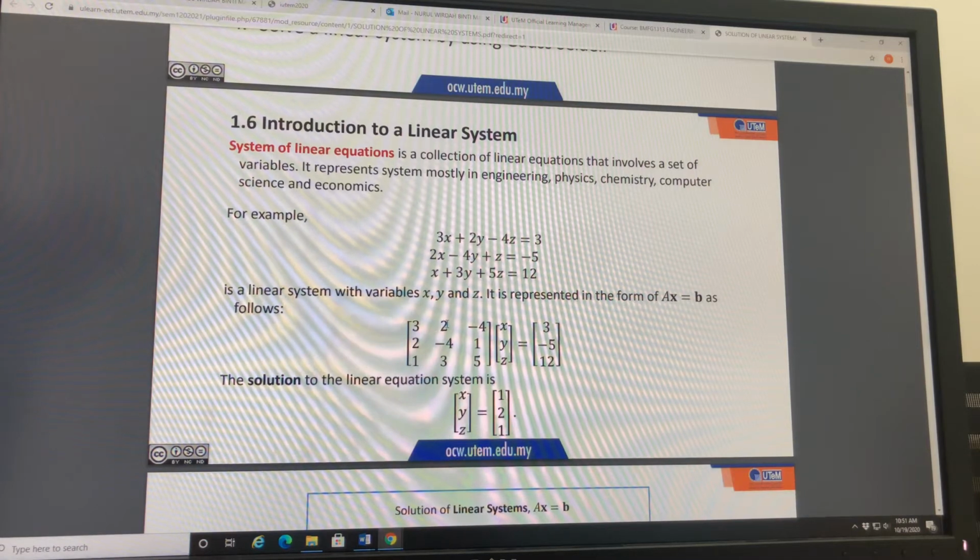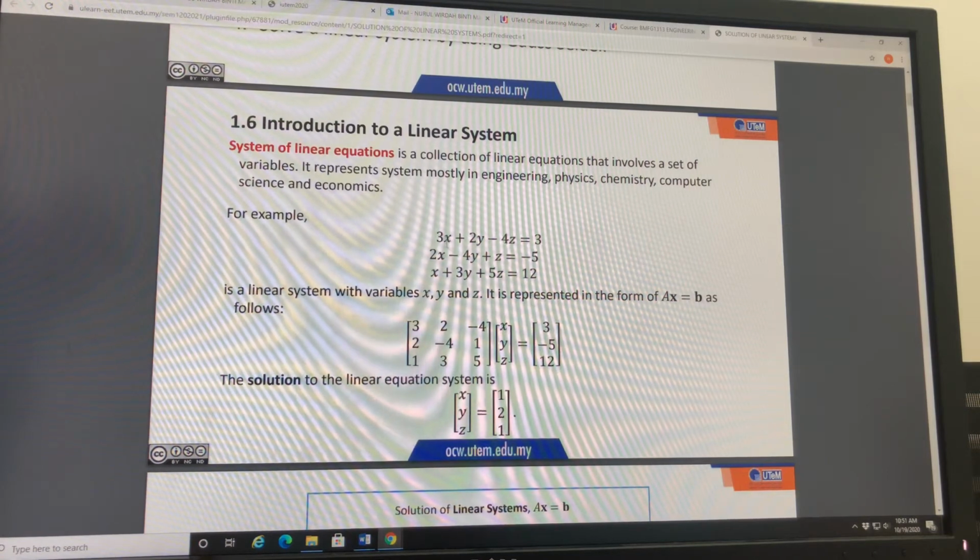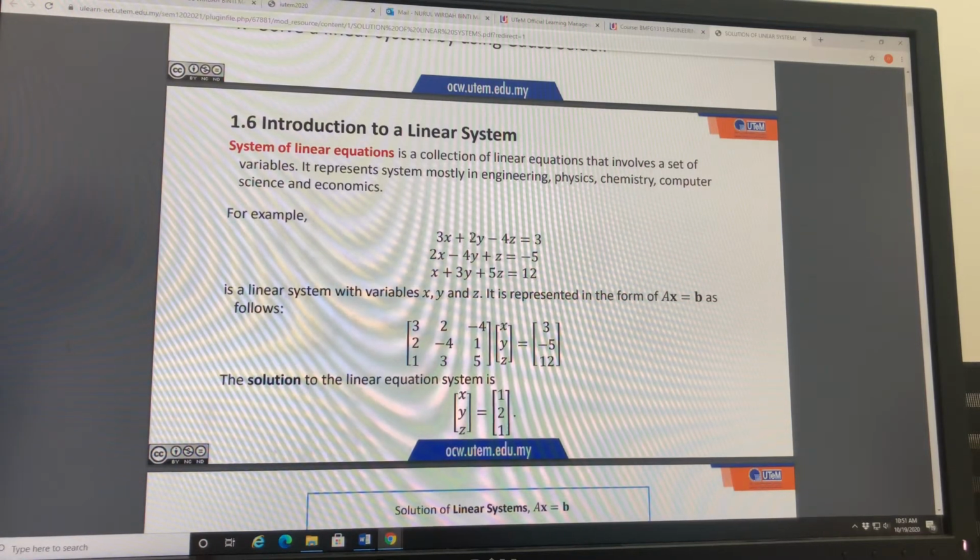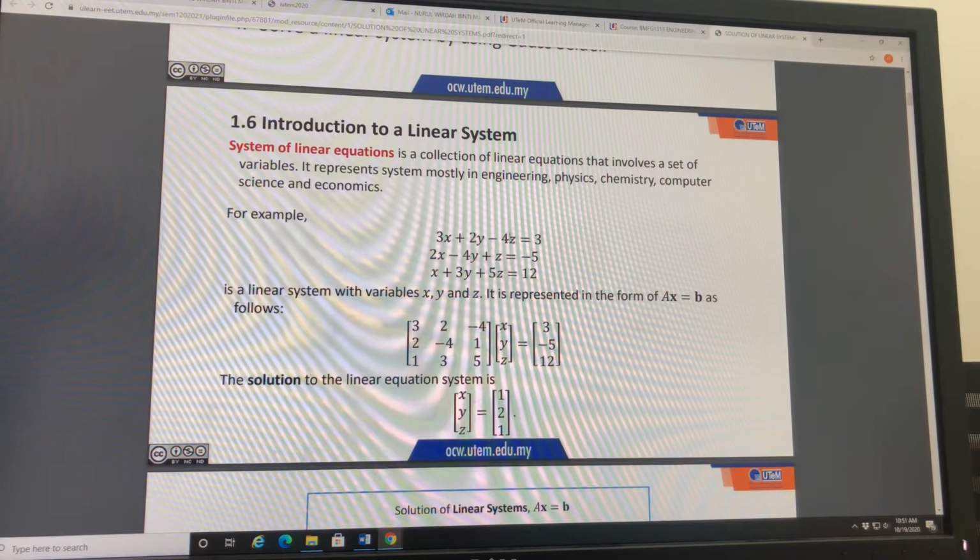I mean only a number: coefficient for X, coefficient for Y, coefficient for Z. For example, in the first equation here, the coefficient for X is 3, so we write 3. The coefficient for Y here is 2, so we write 2. This one is negative 4.